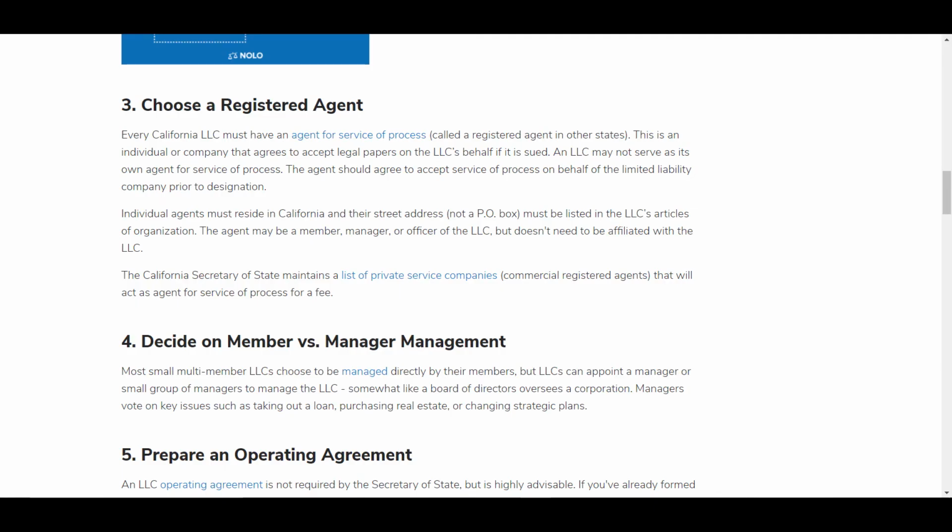For your next step, you're going to want to decide on member versus manager management. Most small multi-member LLCs choose to be managed directly by their members, but LLCs can appoint a manager or small group of managers to manage the LLC. Someone like a board of directors oversees a corporation. Managers vote on key issues such as taking out a loan, purchasing real estate, or changing strategic plans.